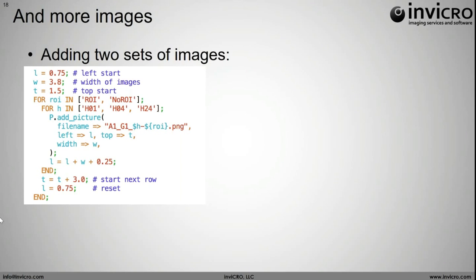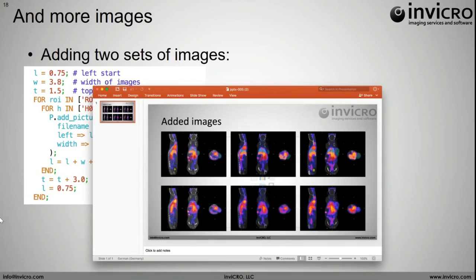In this case, the study also had images with or without ROIs, so I can just add another loop around it, where I have the ROI variable, which either has the value ROI or no ROI. And it's pretty much the same. Now I just also have to change the top variable after filling one row. The top should jump to the next row, which I then fill up again. So very straightforward, and you end up with PowerPoints like that.